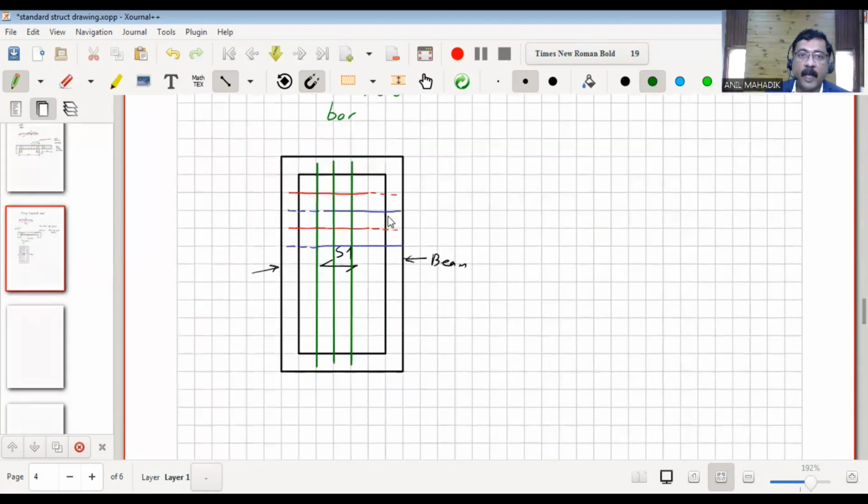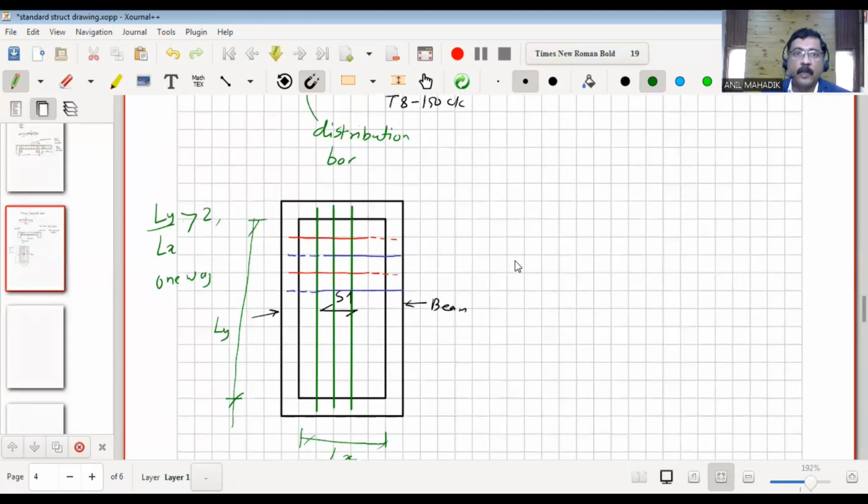But if it is a two-way slab like this, I will tell you. So generally, you know that one-way slab is nothing but when Ly by Lx is greater than 2 for one-way. So this is your Lx shorter span, and this will be your Ly. Okay. So this is one way. There is a possibility that we have two-way slabs like this.